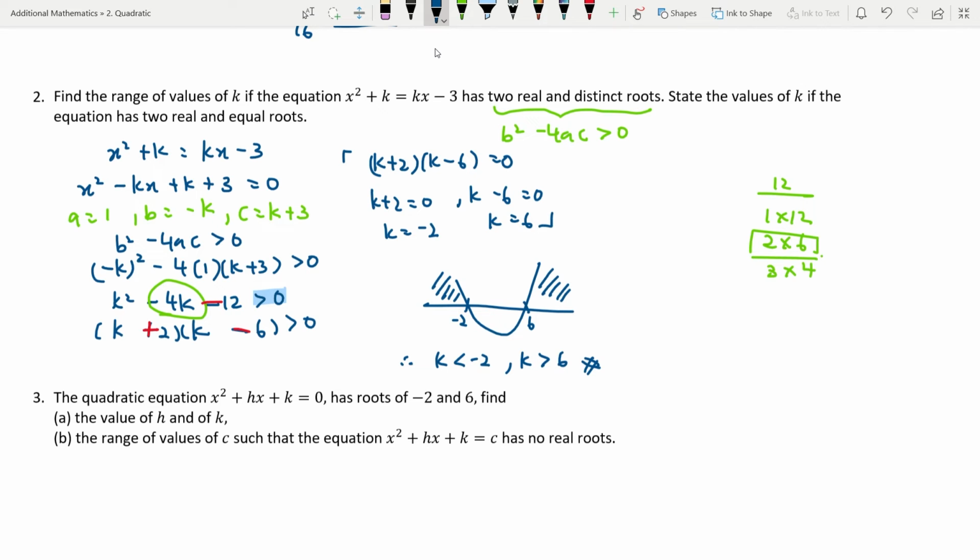For the second part, we are asked to state the values of k if the equation has two real and equal roots. This implies that b squared minus 4ac is equal to 0. In order for the equation to have two real and equal roots, k must be negative 2 and also 6.